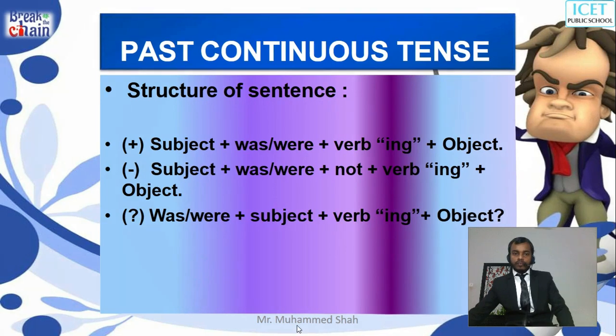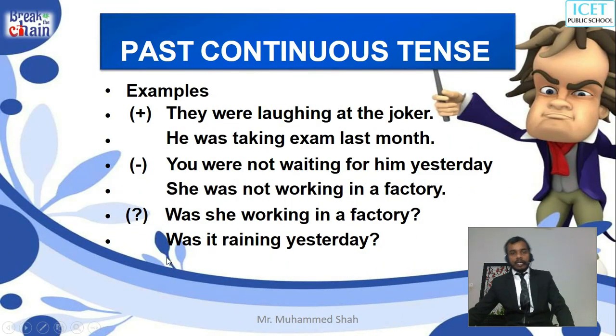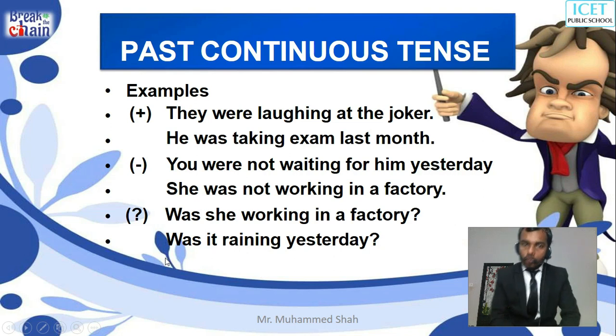Then examples: they were laughing at the joker. They were laughing. He was taking the exam last month. And the negative sentence: you were not waiting for him yesterday. Negative sentence, you were not. You not were waiting is wrong, and you were waiting not for him yesterday would come with a different meaning. Then, she was not working in a factory, as another example.